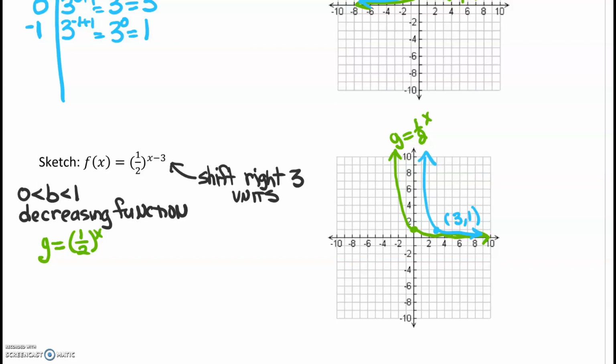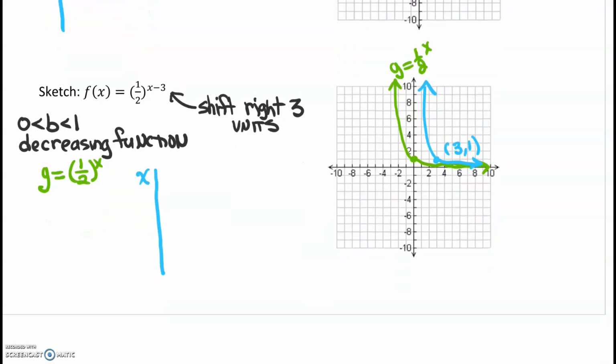That might not be perfect, but if we want to get a little better, of course, we could always plot a few ordered pairs here. If you want to pick some x values and plug them into the function, we could do that. An easy point to pick is 3, because when we plug 3 into our function, we end up with 3 minus 3, so a half to the 0 power, which is 1. So 3, 1 is our point there.